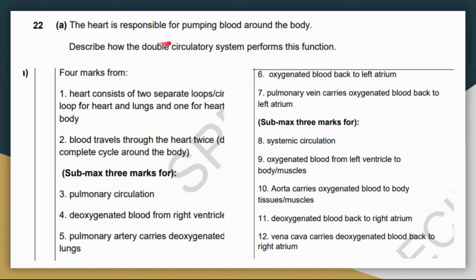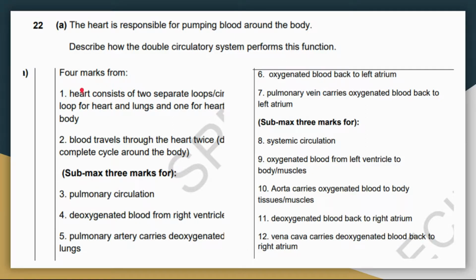And a final question is another question on the double circulatory system. The heart is responsible for pumping blood around the body. Describe how the double circulatory system performs this function. Now, it's a little bit tricky deciphering this question, and it's 4 marks available. We've got to think about what they want to know. That's the difficult part of the question. Luckily, though, there's a lot of different marks available within the mark scheme.